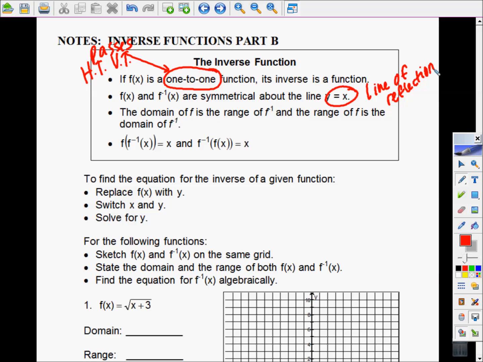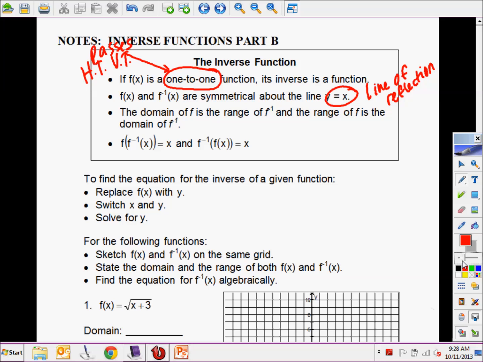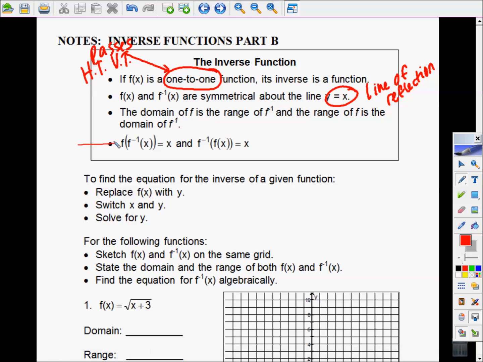And then the last thing, which I don't think I really went in depth about, so it's kind of new, is this aspect. The reason why we need to learn composing is because this is how you verify inverses. You verify inverses by composing them. So remember, this is composing.